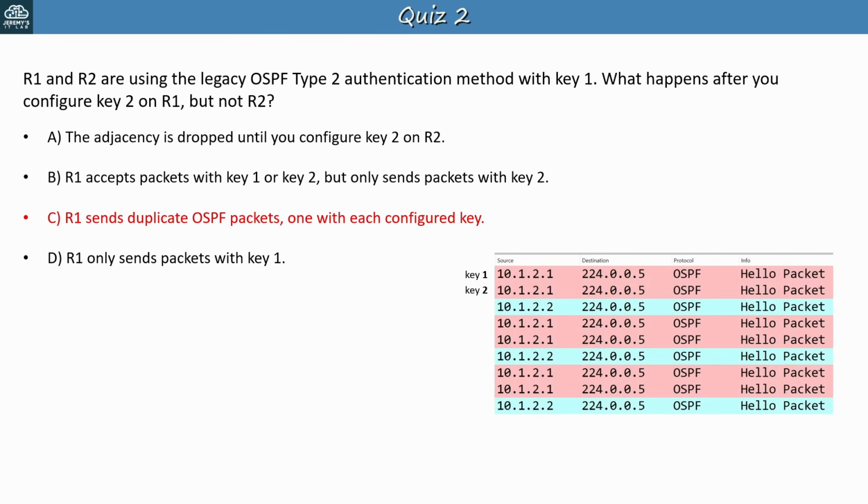When R1 sees that a neighbor is still using an old key, it will initiate a rollover, sending duplicate OSPF packets, one with key 1 and one with key 2. If you then configure key 2 on R2, R1 will end the rollover and only send packets with key 2.